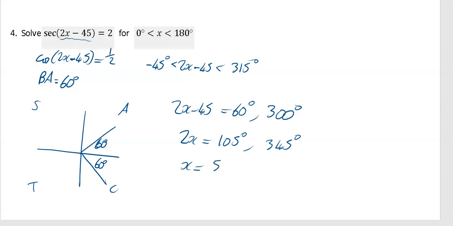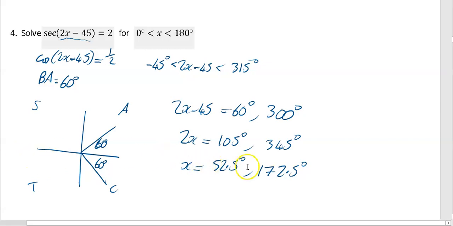105 divided by 2 is going to be 52.5 degrees. 345 divided by 2 is going to be 172.5 degrees. And have a look. Both of these are within my original range, which was between 0 and 180 degrees. So it looks to be correct.